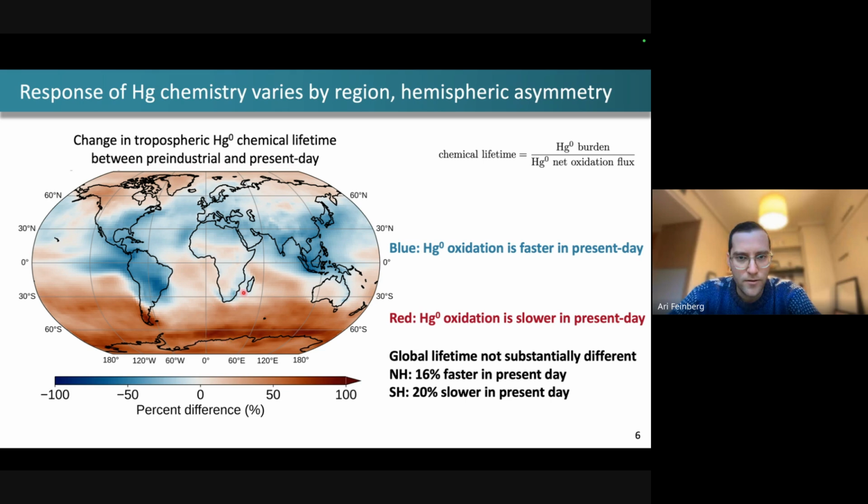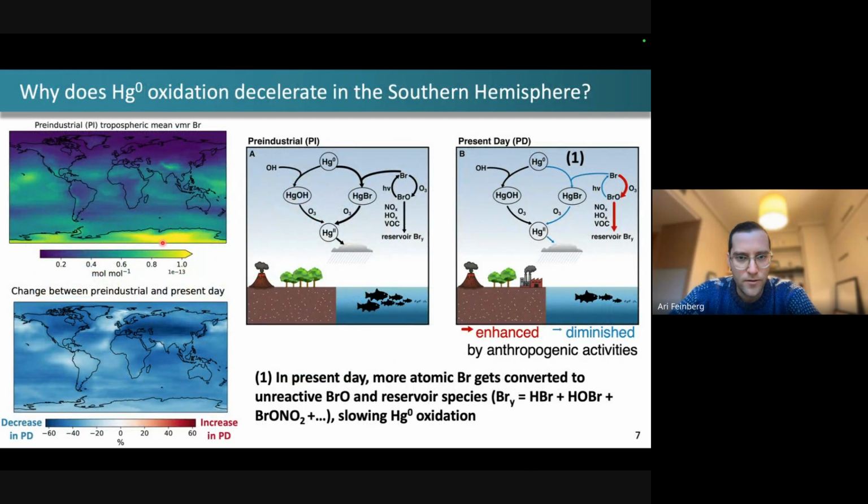And so this was interesting for us to see because overall, globally, there's not a substantial difference in the tropospheric lifetime of mercury between these two periods. However, there's quite a lot of differences spatially in where this oxidation is occurring. And so I'm going to walk you through the mechanisms that we think are at play for what's driving these different changes in the mercury chemistry in these different locations.